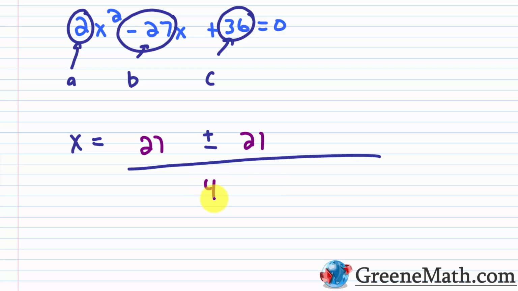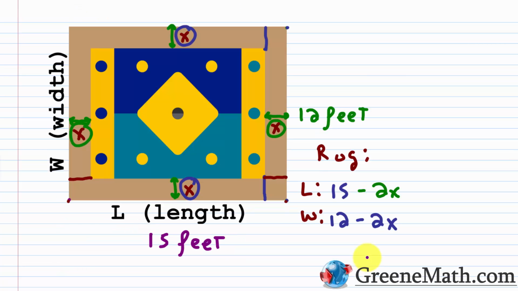Okay, so we're going to get two answers. You're going to find that one of them doesn't work, but we'll get to that in a minute. So 27 plus 21 is going to be 48. 48 divided by 4 is 12. So x equals 12. And then also 27 minus 21 is 6. 6 over 4, you can say that's 3/2 or 1.5. So let's take these back to our illustration. And we're going to see if they make sense.